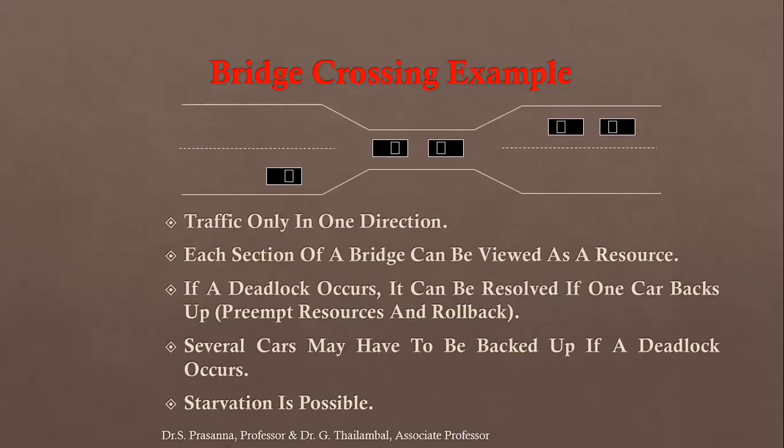So both processes cannot be completed at this point of time. A live example we can take is the bridge crossing. Traffic is only in one direction. Each section of a bridge can be viewed as a resource. If a deadlock occurs, it can be resolved if one car backs up. Several cars may have to be backed up if a deadlock occurs. Sometimes starvation is possible. Starvation is nothing but waiting for a long time.